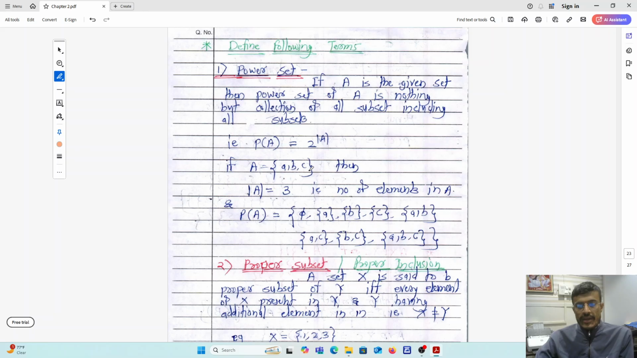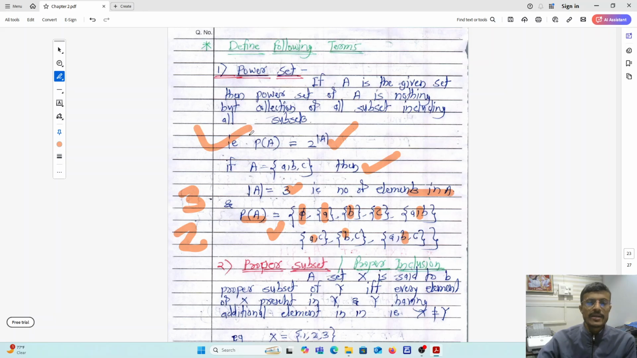So some terminologies we are going to discuss here. What is meant by power set? If A is the given set, then the power set of A is nothing but the collection of all the subsets, including all subsets. So power set of A is equal to 2 raised to the cardinality of A. If A is equal to {A, B, C}, then the cardinality of A is equal to 3. That is the number of elements in A. And the power set of A, which is 2 raised to 3, will give you 8 subsets. So you can see here 1, 2, 3, 4, 5, 6, 7, 8. So that is nothing but the power set.